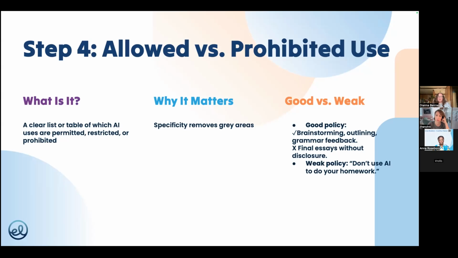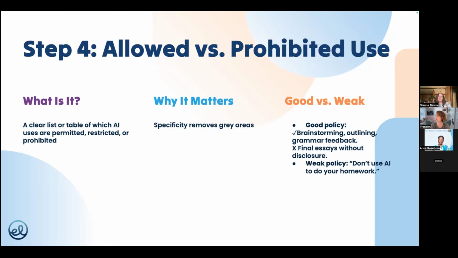Students and teachers know exactly what's fair game, like brainstorming. You can use AI for brainstorming, but you can't use it for your final essay. A good policy might say brainstorming, outlining, and grammar feedback are good; final essays without disclosure are no good. And a weak policy just says, don't use AI to do your homework. When you define what's allowed and what's off limits, it creates consistency across classrooms and removes the guesswork for both students and staff. This step again builds upon the fairness, prevents confusion, and makes sure that expectations are not left up to interpretation.